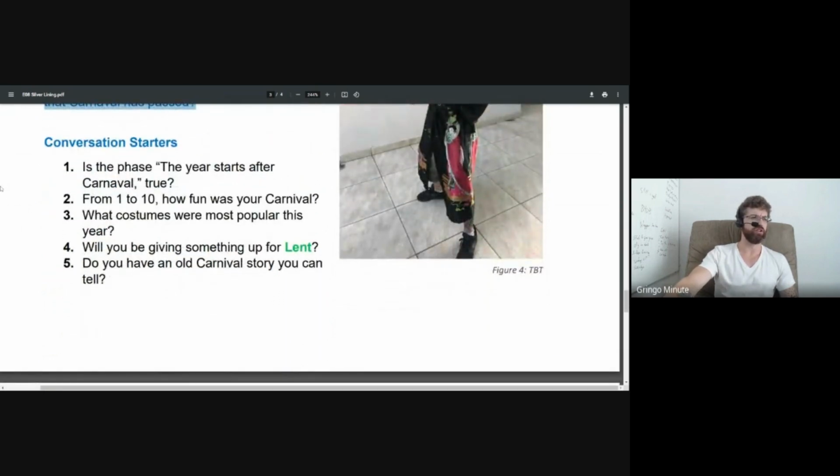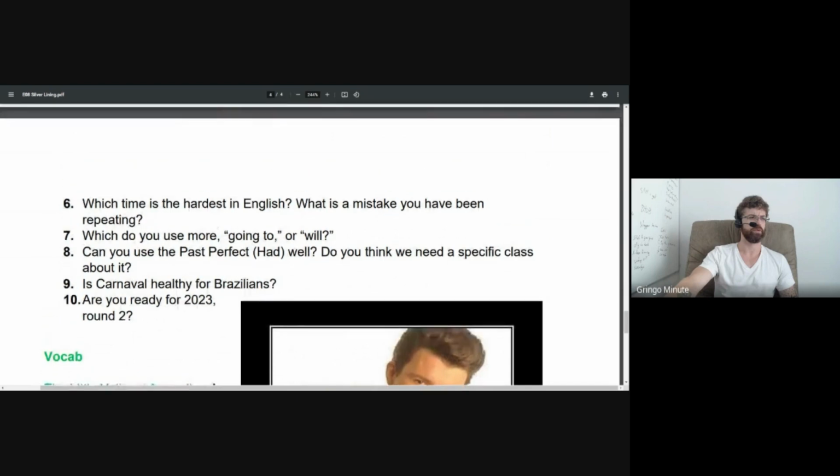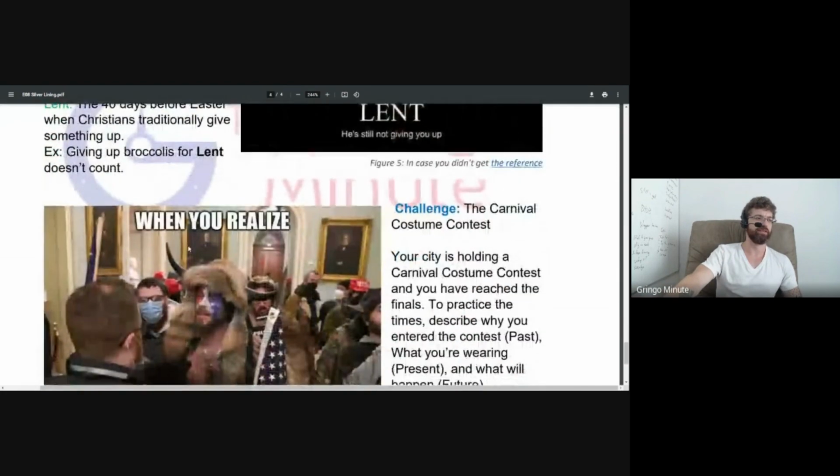Now let me see, conversation starters. Most of these are related to Carnaval. Let me pick a good one. Which do you use more, going to or will? As a native speaker, I don't really think much about this, but as an English teacher, I have tried to be more precise about this. And I like to use will when possible, but when speaking with my friends, when speaking about generalizations, I will use going to normally. And a couple vocab words.